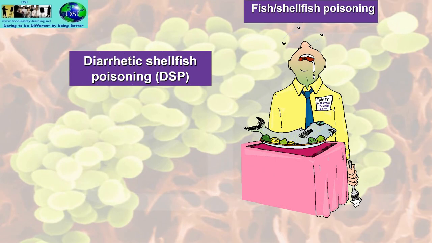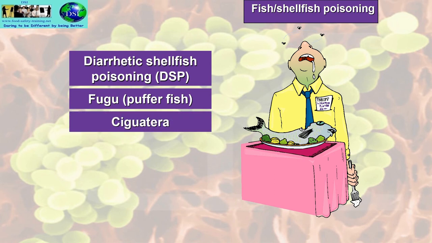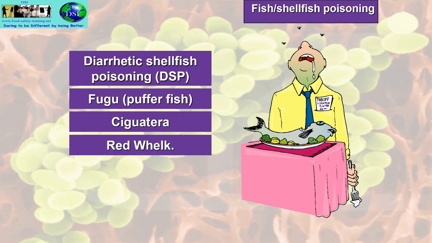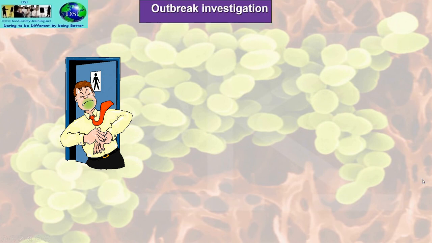Another one is diuretic shellfish poisoning, or DSP. Another one is where pufferfish has been eaten and the neurotoxin that's present there has been ingested. Ciguatera, red whelk. All different types of fish and shellfish poisoning. Most of those, the top four there, are very rare in the UK.